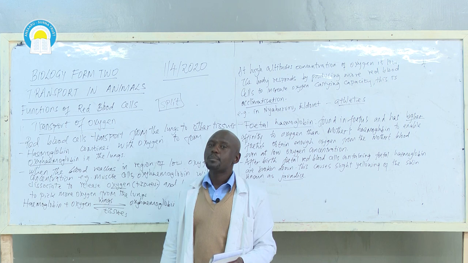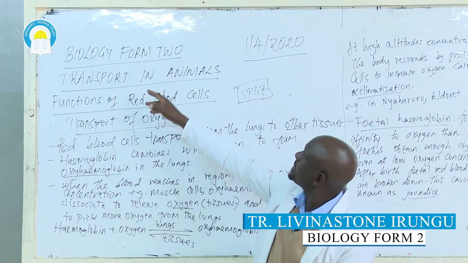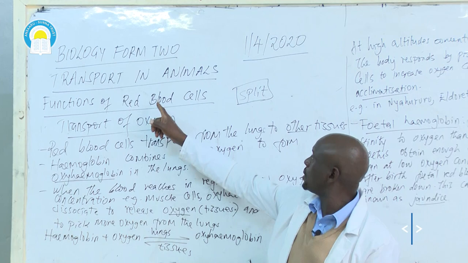I'm going to discuss biology form 2, and the major topic is transport in animals, and the subtopic is the functions of red blood cells.